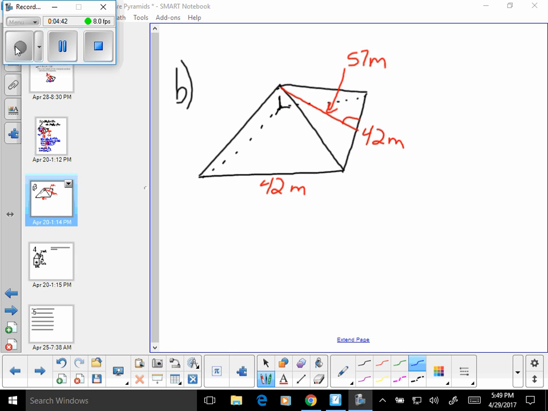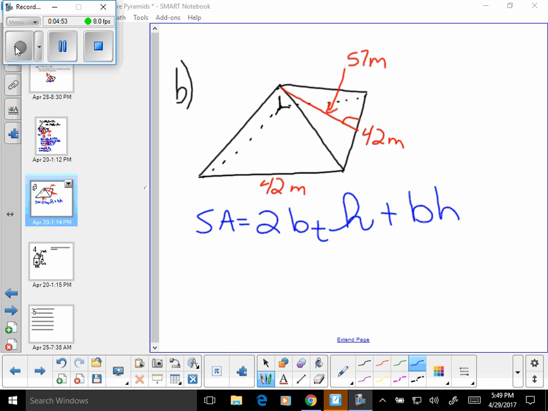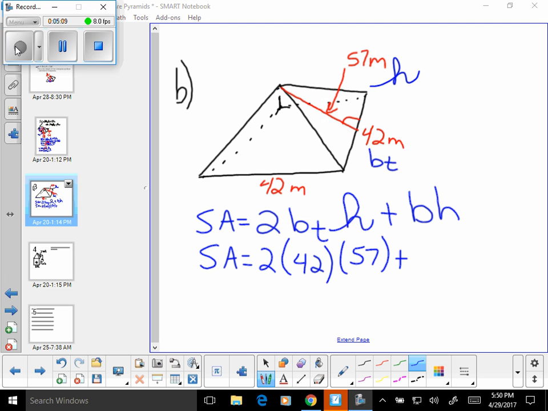Okay, let's go for this. Our surface area is going to be 2 times the base of the triangle times that slanted height, plus the area of the base, which is going to be b times h. So our surface area here is going to be 2 times the base of the triangle, here's b sub 2, which is 42. Here is our slanted height, so that's going to be 57. And then since this is a square, I will take 42 times 42.